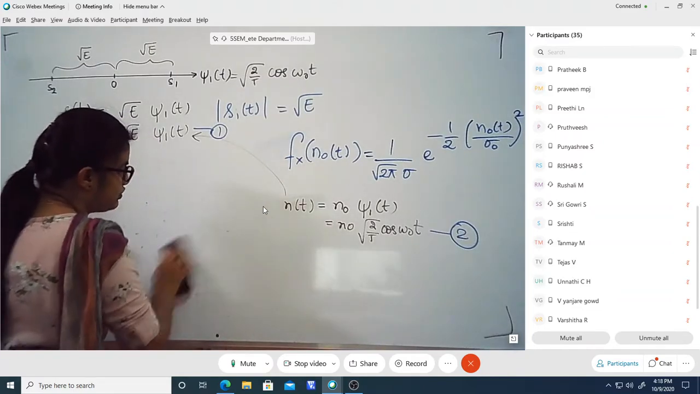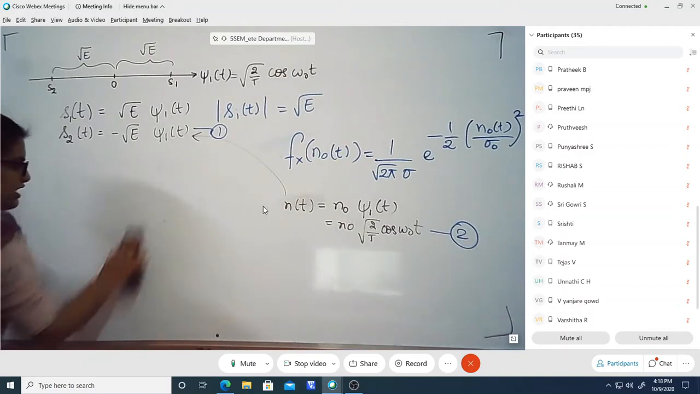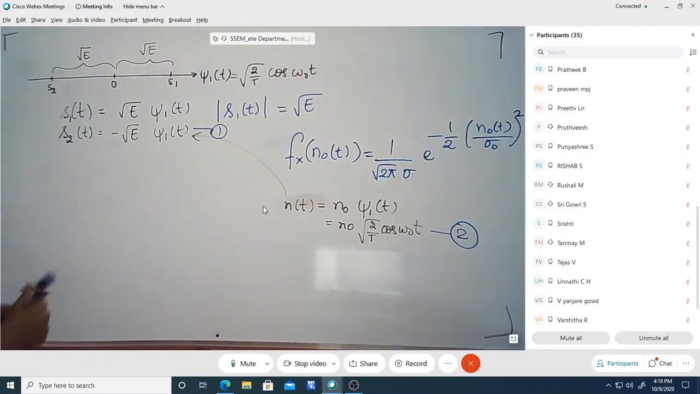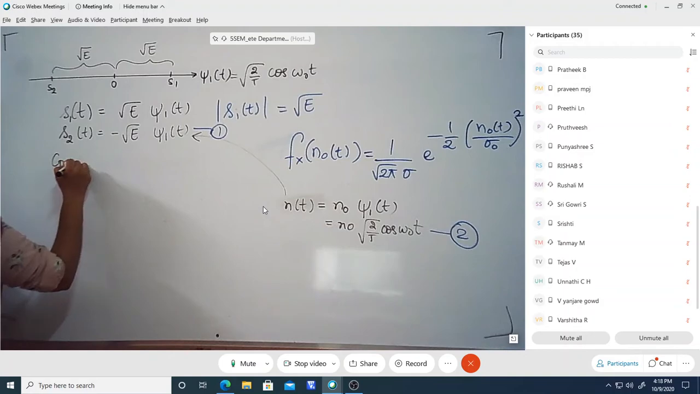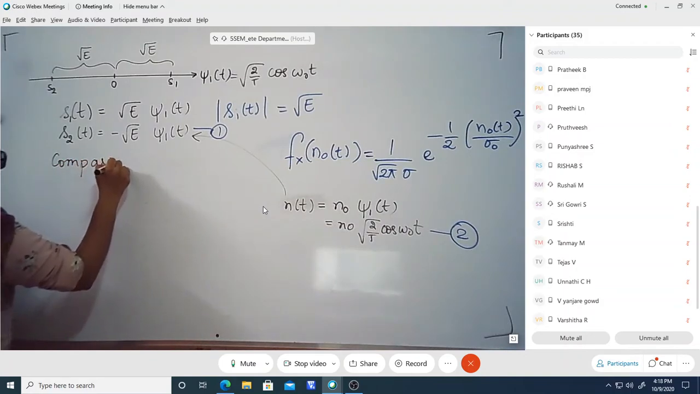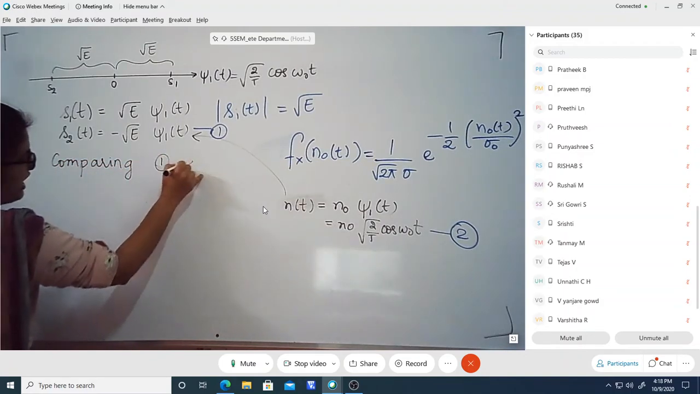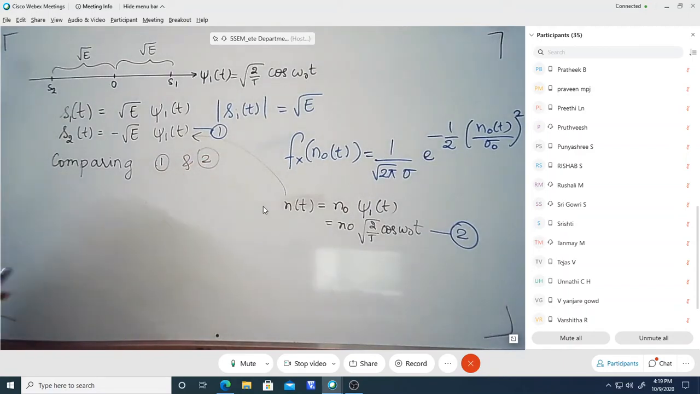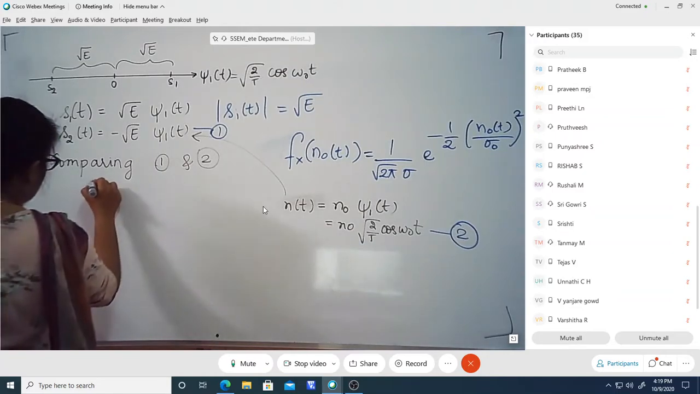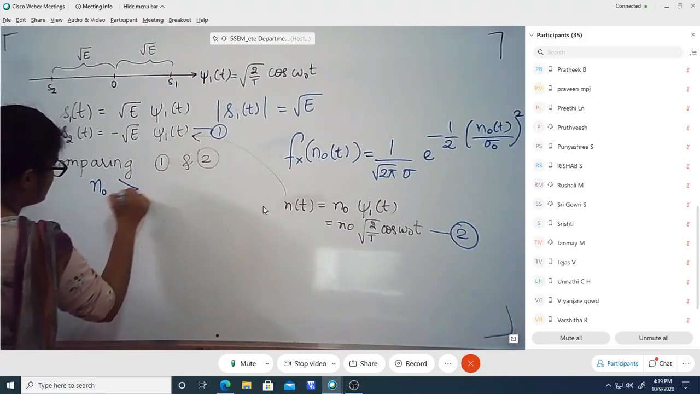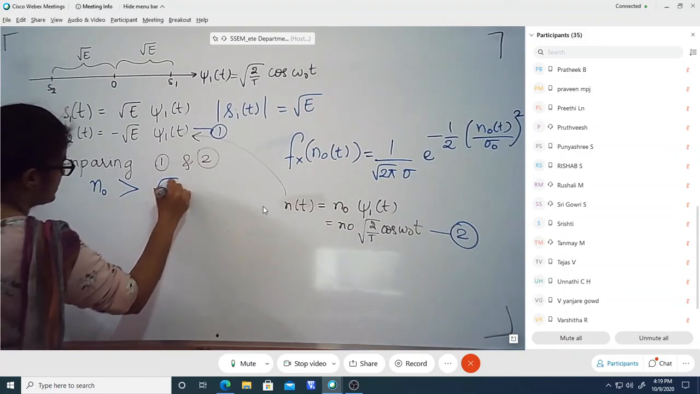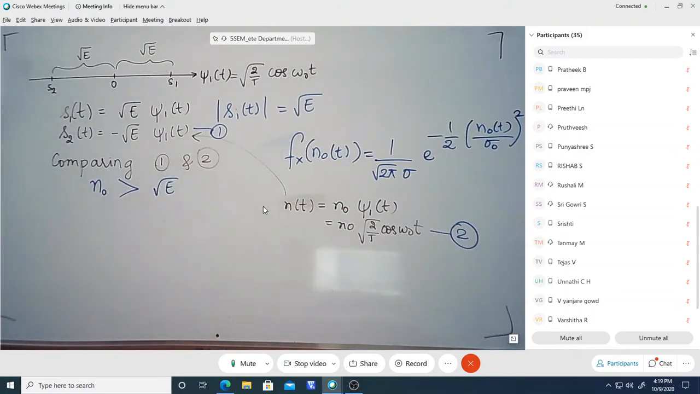So, I'm trying to compare the signal and the noise at the same frequency. Comparing 1 and 2, we see that when does an error occur? An error will occur whenever the noise power exceeds the signal power. Okay?